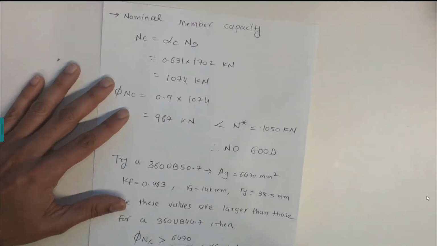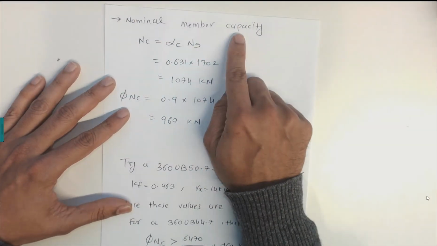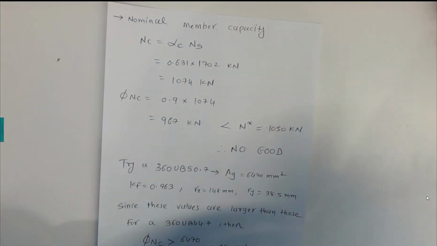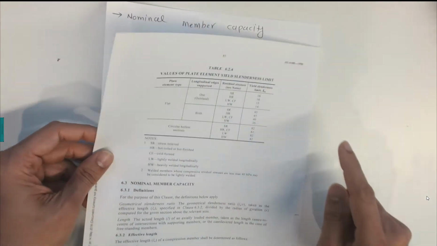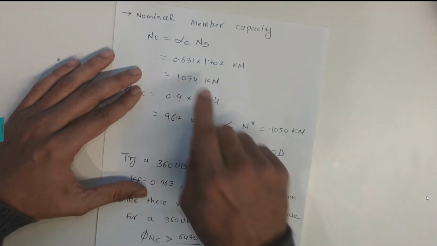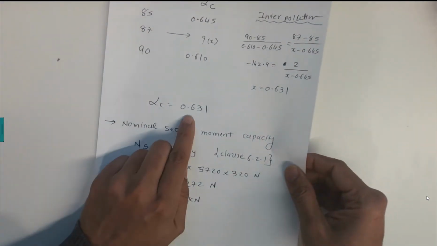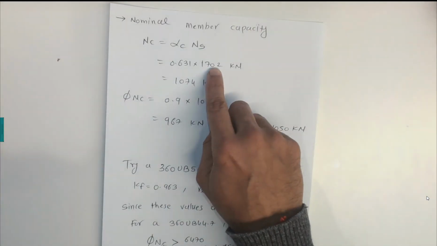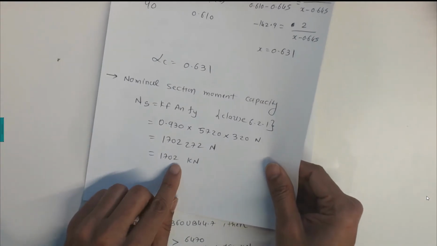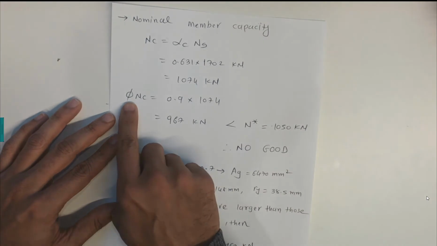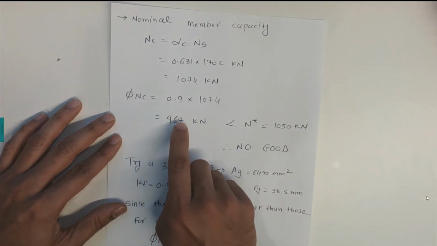Once you find the nominal section capacity, we can find the nominal member capacity Nc equals alpha c times Ns. That equation is given on page number 83, Clause 6.3.3. The member capacity is alpha c times Ns. We use alpha c of 0.631 and the section capacity we calculated, and we multiply by the capacity factor, which gives 967 kilonewtons.